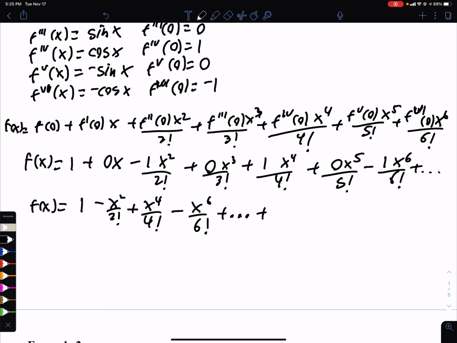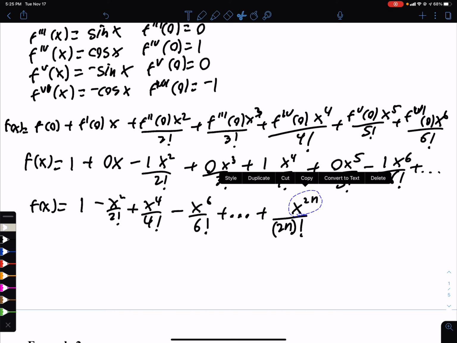What is the general term? If you look, it looks like x to the 2n over 2n factorial. And let's try this. Plug in a 0 here and a 0 here, and you will get 1. Plug a 1 here and a 1 here, you get x squared over 2 factorial. Oh, I need a negative 1 to get this to alternate. So it's alternating.